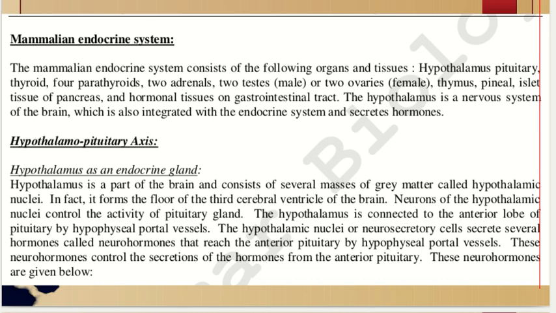The hypothalamo-pituitary axis. Hypothalamus has an endocrine function. Hypothalamus is a part of the brain, and it consists of gray matter called hypothalamic nuclei. It forms the floor of the third cerebral ventricle of the brain. Neurons of the hypothalamic nuclei control the activity of the pituitary gland. The hypothalamus is connected to the anterior lobe of the pituitary by hypophyseal vessels.